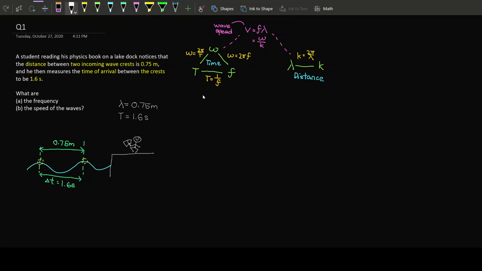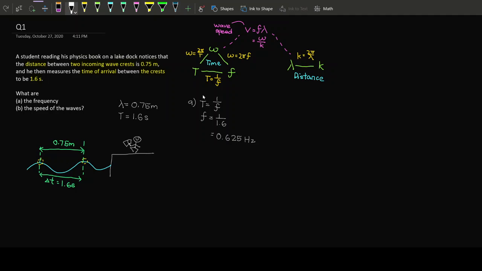So let's start and solve the problem. They ask for the frequency for part A. You know that frequency is just the inverse of the period. So 1 over 1.6 second, and you end up with 0.625 hertz. Very direct question.